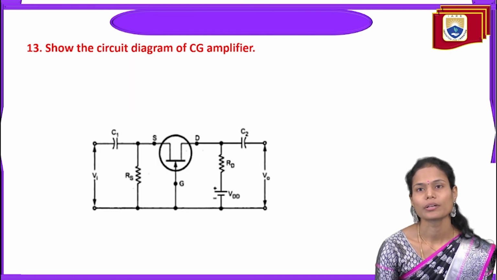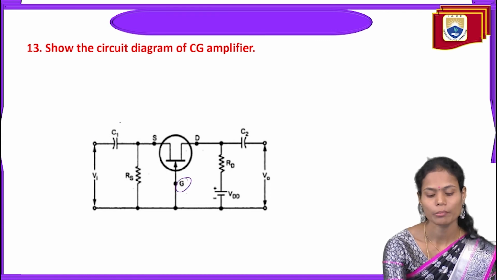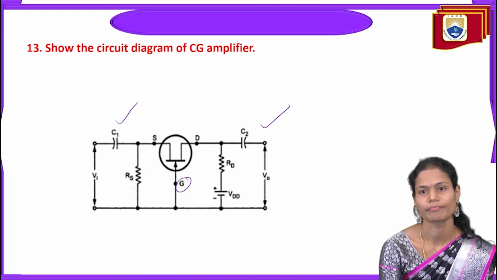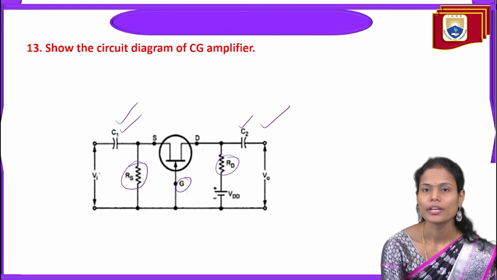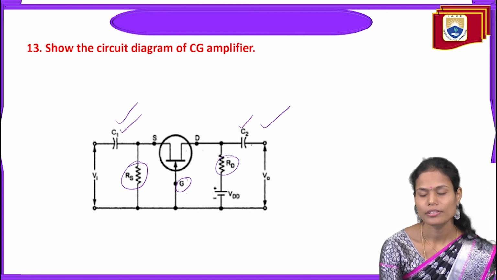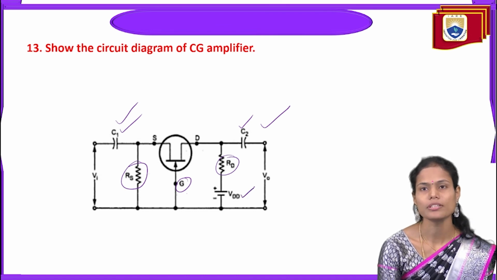Show the circuit diagram of common gate amplifier. So in the common gate amplifier, the gate terminal acts like a common terminal between the source and drain here. Okay, this is the source resistance and drain resistance. These two are the coupling capacitors in order to couple the input to the amplifier, and this C2 is in order to couple output to the load. And this is the supply voltage for the amplifier.